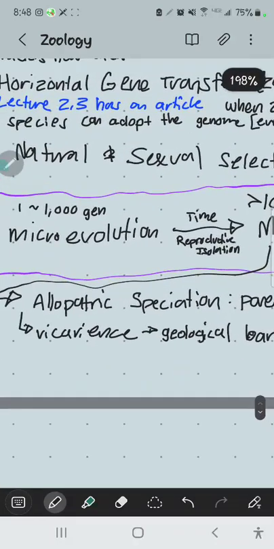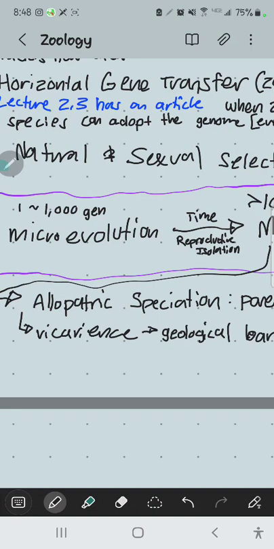Vicariance specifically is a geographic barrier of some kind. Mountains, glaciers, sea level change, rivers, river valleys like the Grand Canyon. Those are examples of vicariance. Got it? This will be the last thing here.